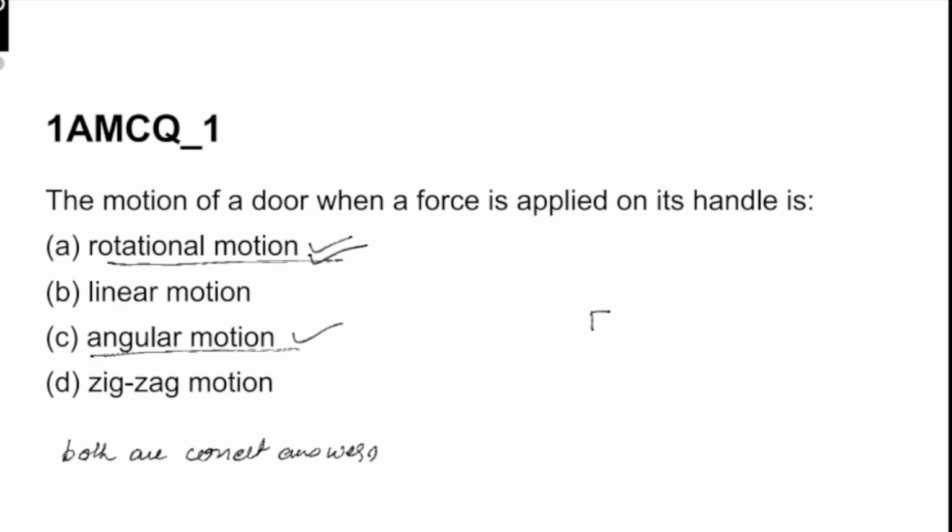Because see, if we are seeing the door from the top and here it is pivoted, or the hinges are here, and if we are applying forces like this, we can say our door will rotate and go like this. But if we see, there is some angle also getting formed here. That is why we can also say it is angular motion. But for a textbook, we will go for option A, rotational motion.